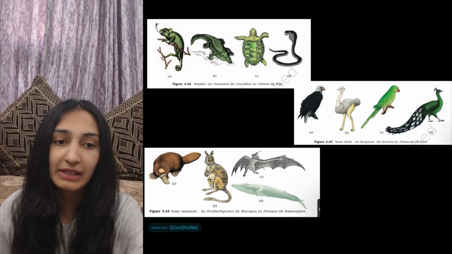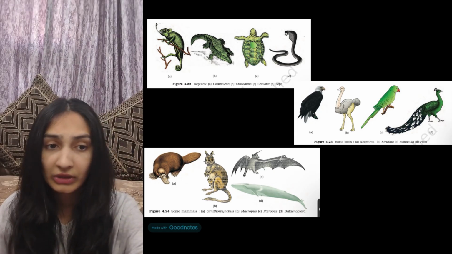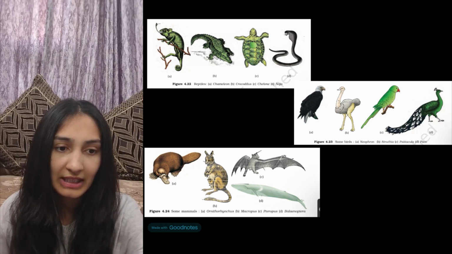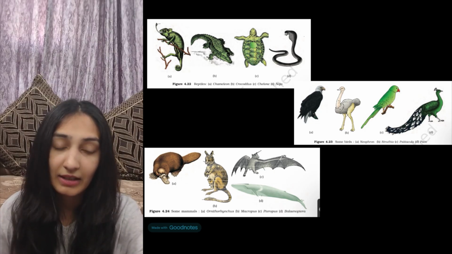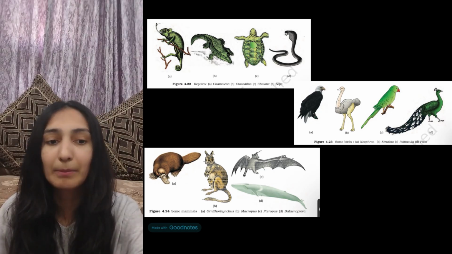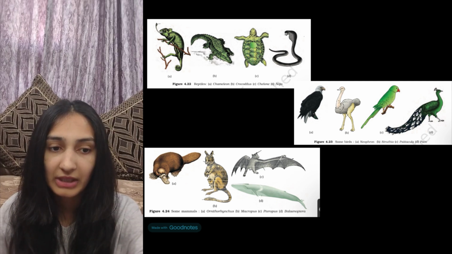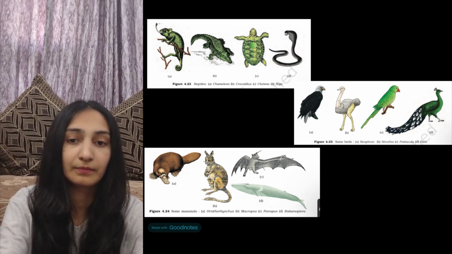4.22 depicts reptiles. First is chameleon, B is Crocodilus, C is Chelone and D is Naja. Moving on, 4.23 depicts some birds. First is Neophron, B is Struthio, C is Psittacula and D is Pavo. Next, 4.24 depicts some mammals. First is Ornithorhynchus, B is Macropus, C is Pteropus, and D is Balaenoptera.